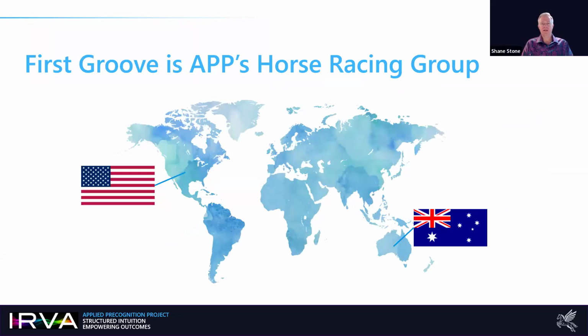So our horse racing group is known as First Groove. We do race predictions in two countries, so the United States and Australia. We do those alternate weeks. Sometimes when we've got special races coming up, we will flip the weeks around a bit, but generally it's just alternating between the 2 weeks.